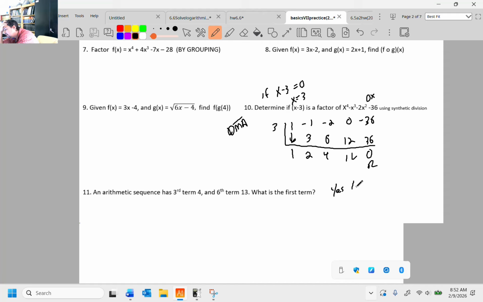So yes, x minus 3 is a factor because the remainder is a 0. If it was not a 0, it would not have been a factor.